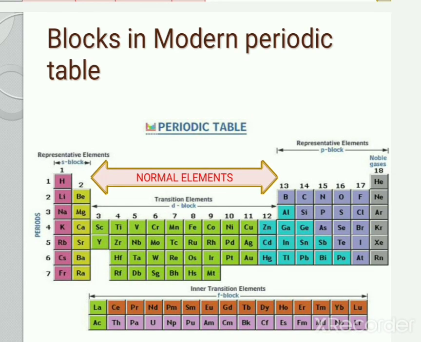So students, in this way, today we have discussed some of the points from the modern periodic table given by Henry Moseley. And in the next lecture, we will study about the different blocks in the modern periodic table.